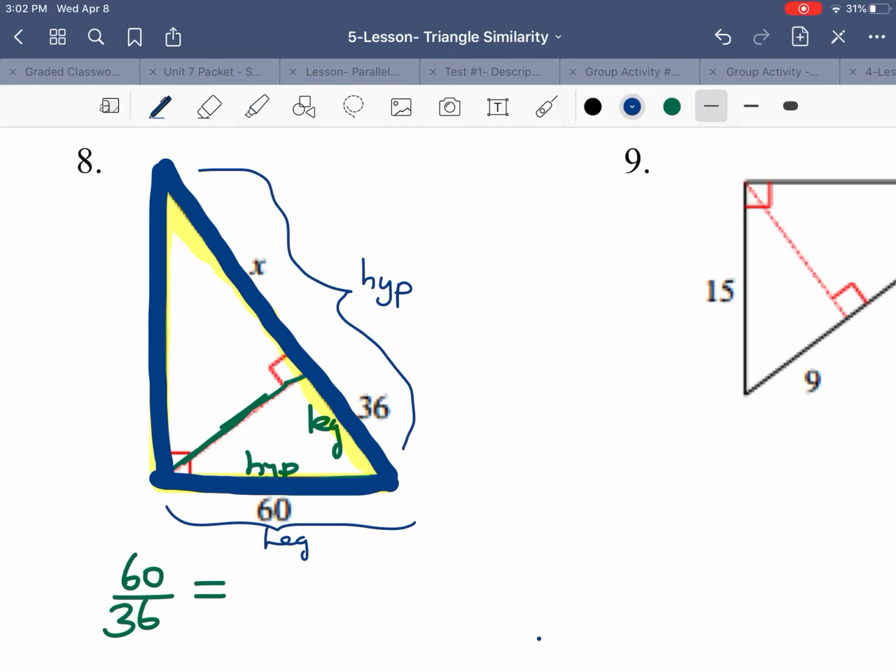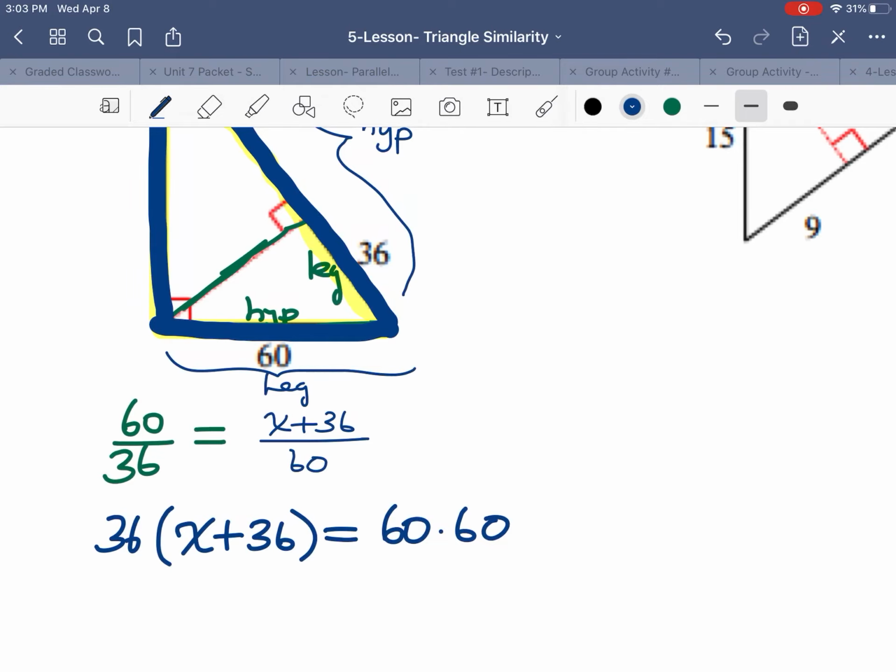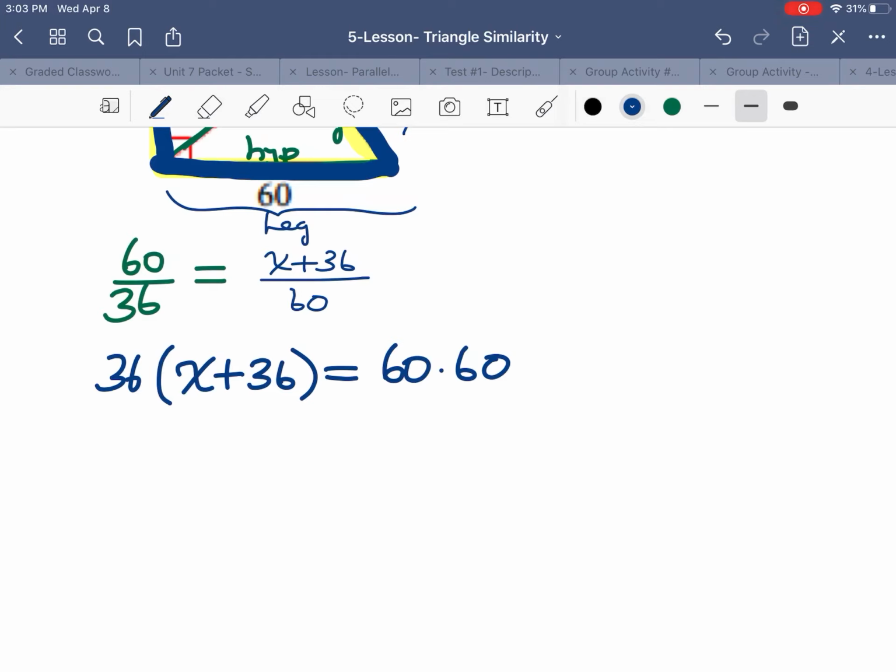All right, so now that hypotenuse is the sum of x and 36, with the leg being equal to 60. All right, so still cross multiplying. 36 times, I'll use parentheses here, x plus 36 is equal to 60 times 60. This one actually doesn't have a square root situation going on, so I'm actually going to do the multiplication. 3,600.